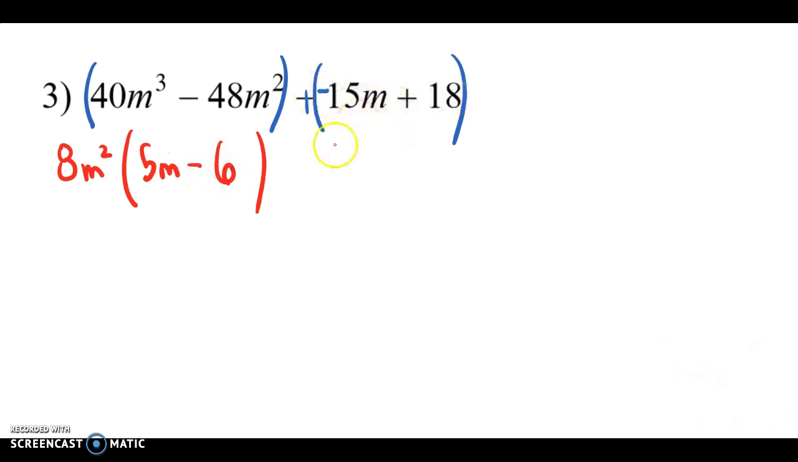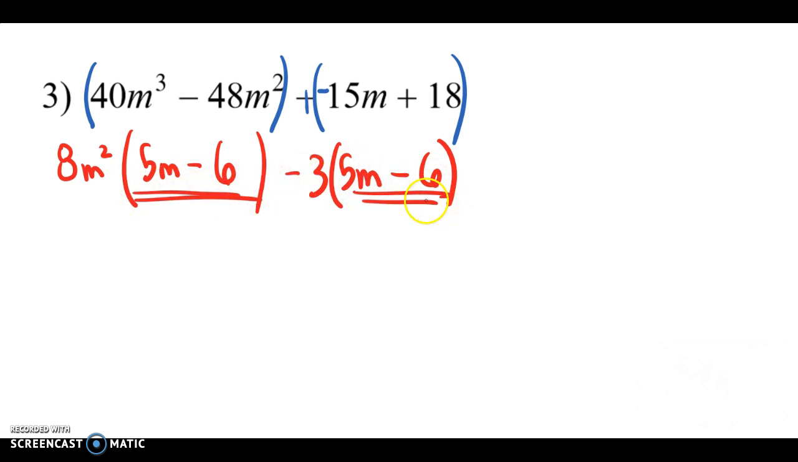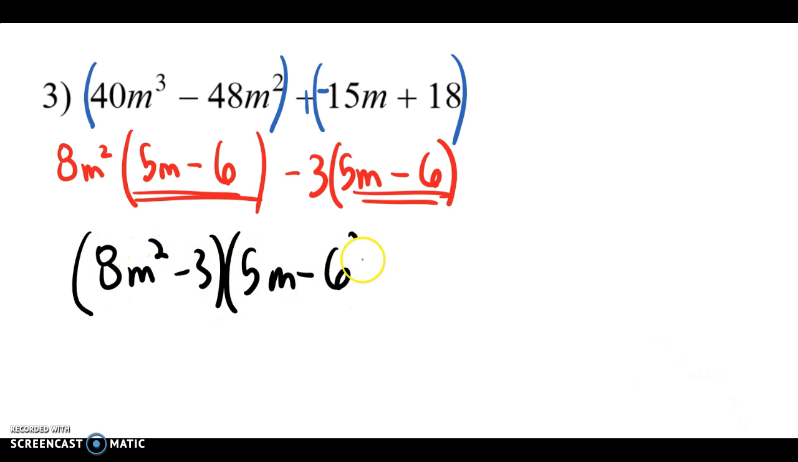And for the second set of parentheses, we're going to take out a negative 3. Inside of parentheses would be 5m minus 6 also. Good news, these are the same. So for our factored answer, we have 8m squared minus 3 times 5m minus 6.